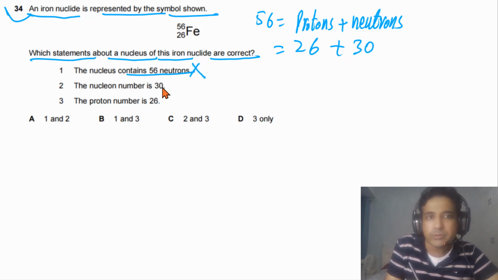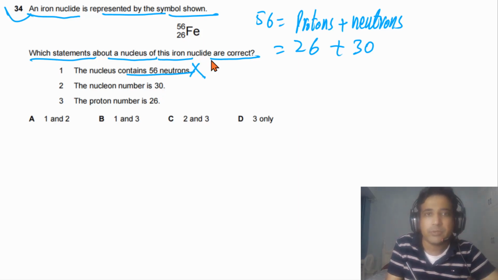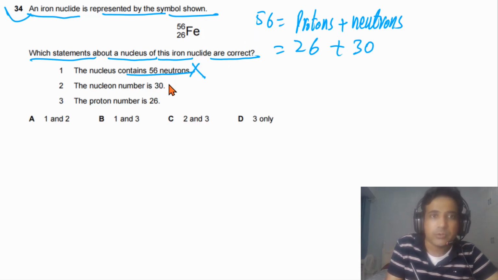The nuclear number is 30. No, the nucleon number is the mass number, and the mass number is equal to 56. So the nucleon number is equal to 56. So this one is incorrect. This one has to be 56.